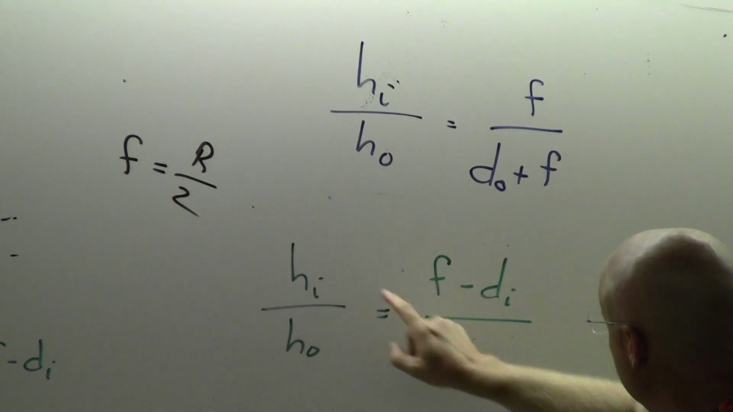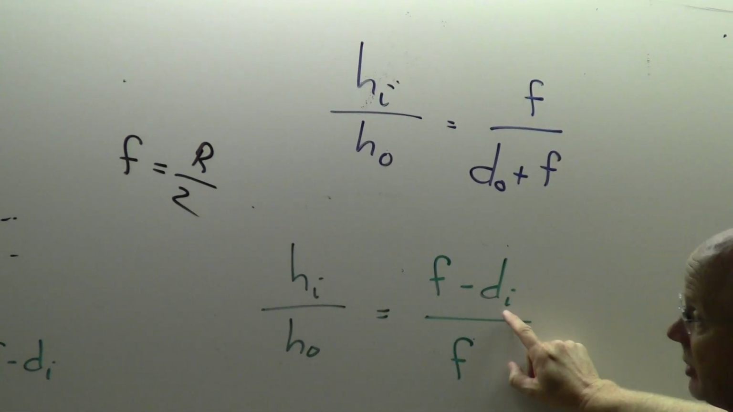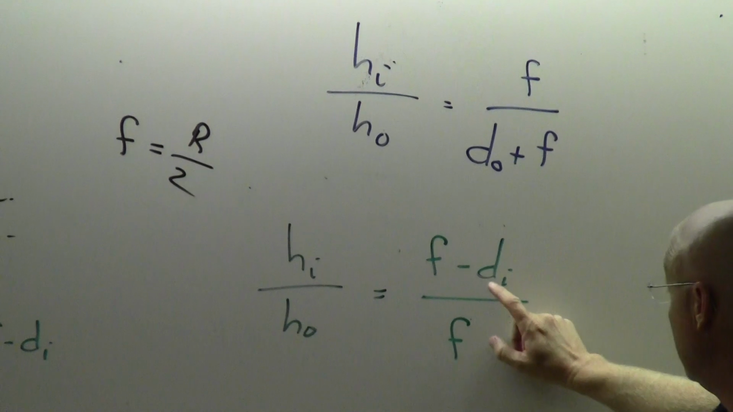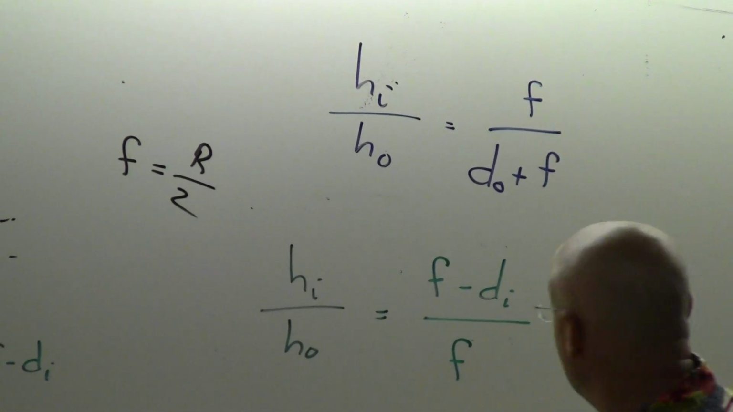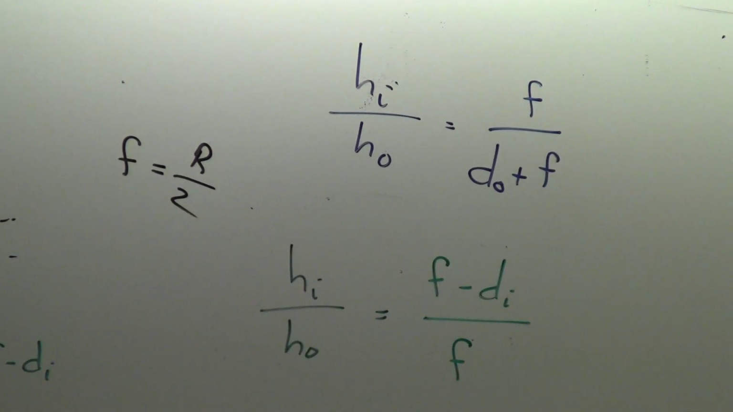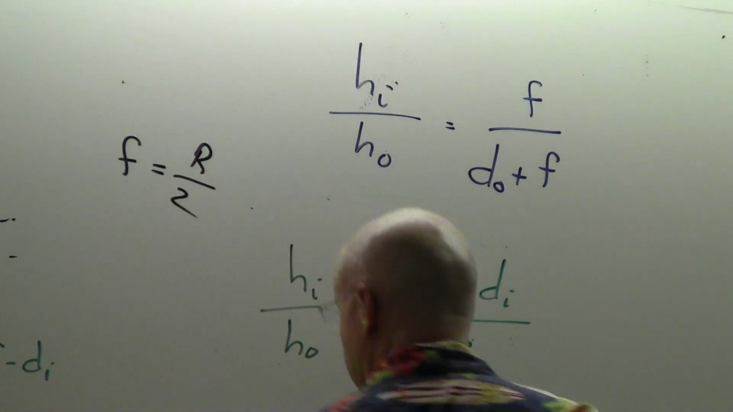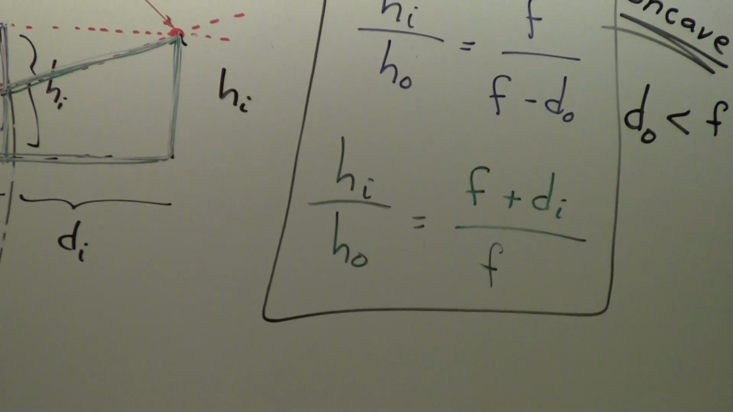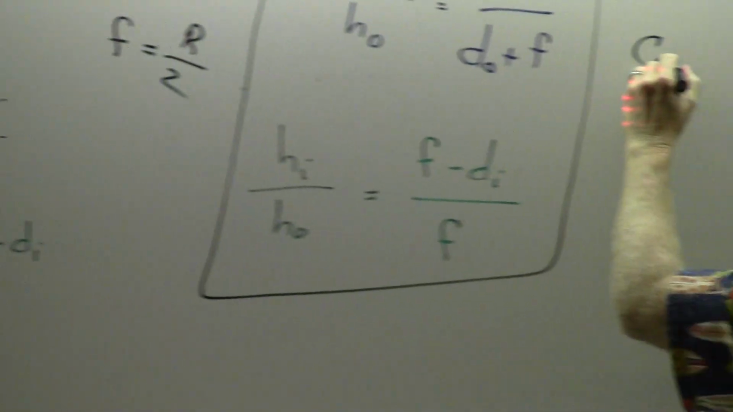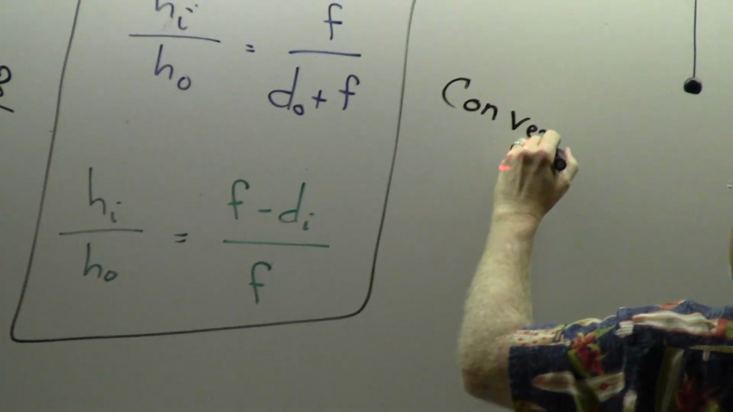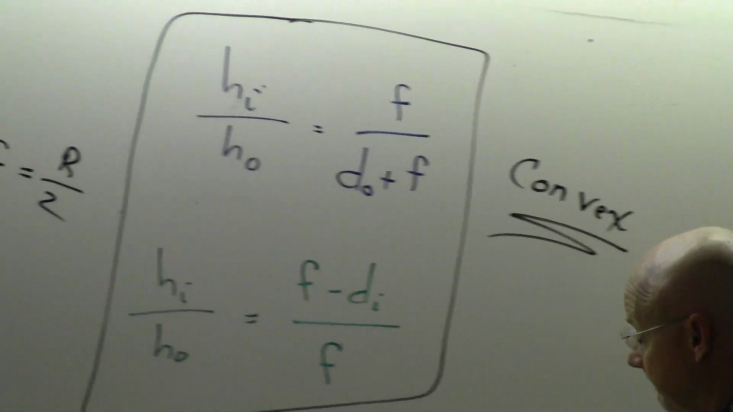Once I have the height of the image, I could come down here and do a calculation of where the location of the image is. And so again, you can see this equation is a little bit different than this one. Let me put a box around this one and say this would be true for the convex mirror.